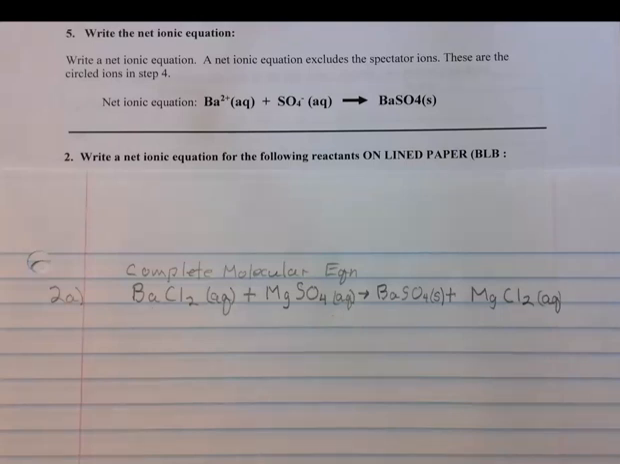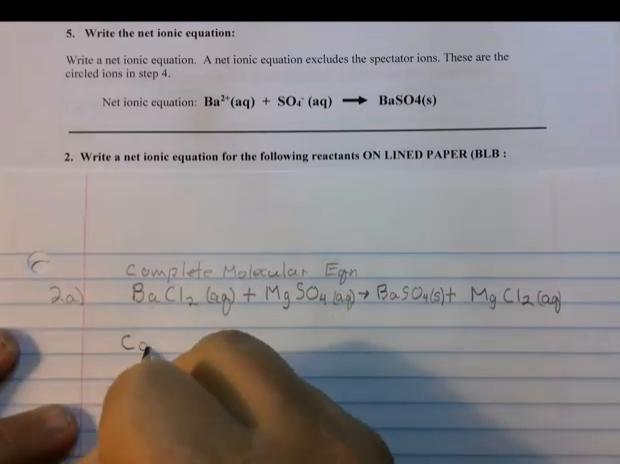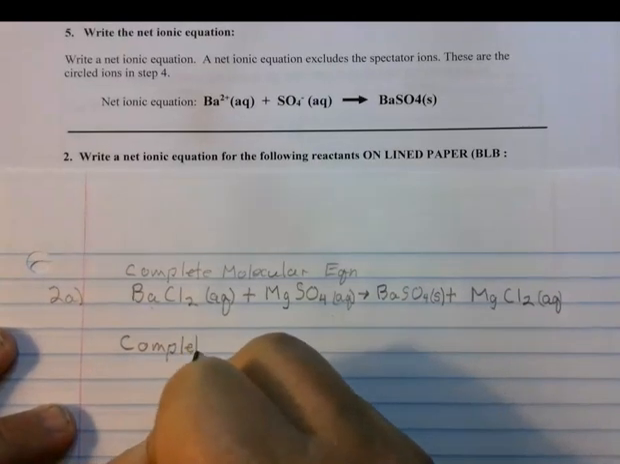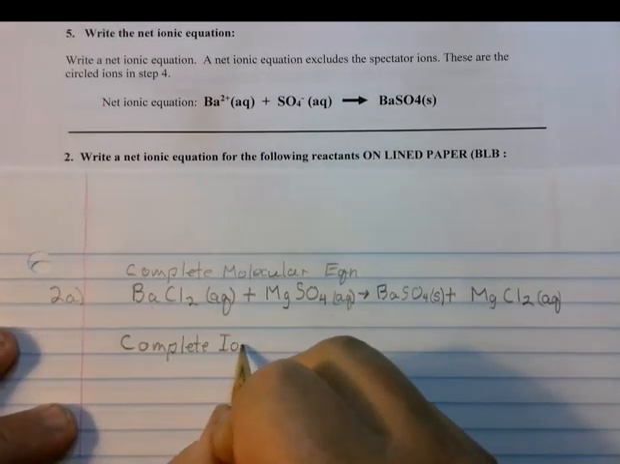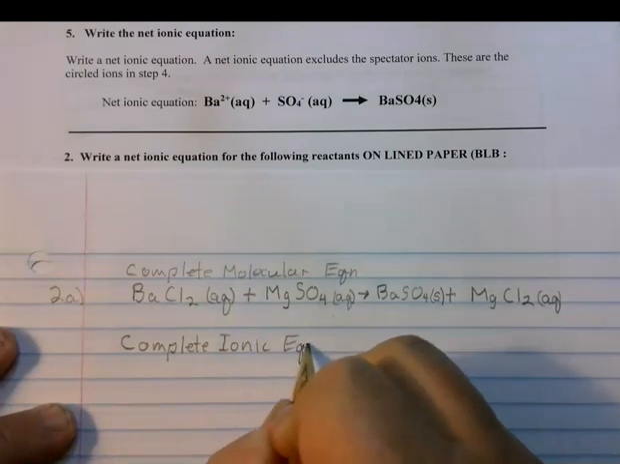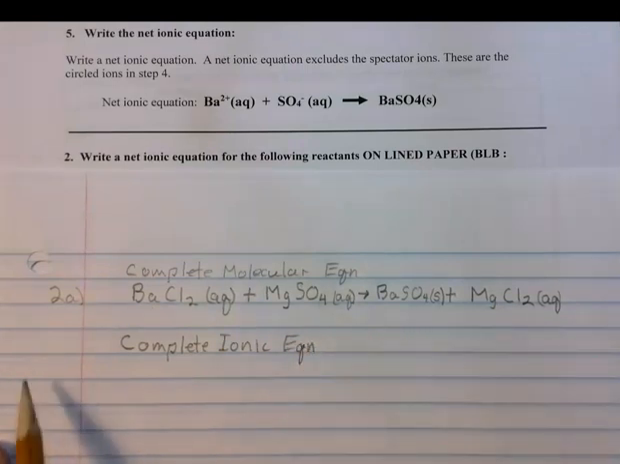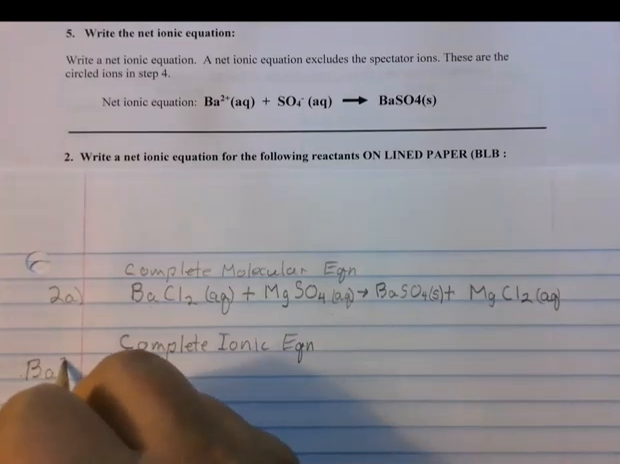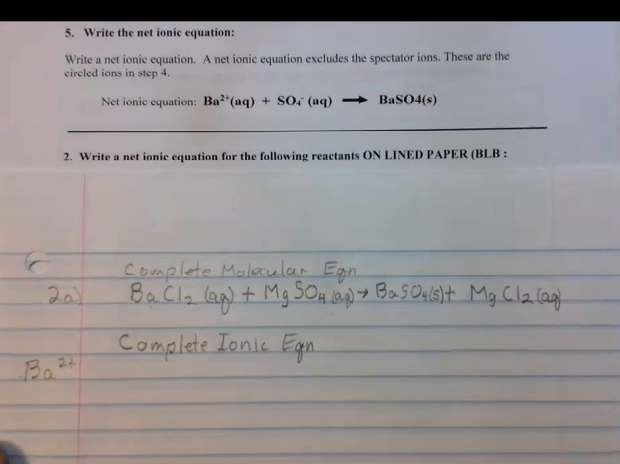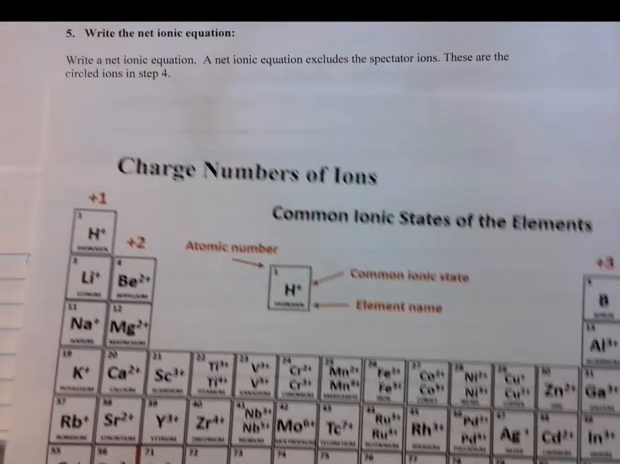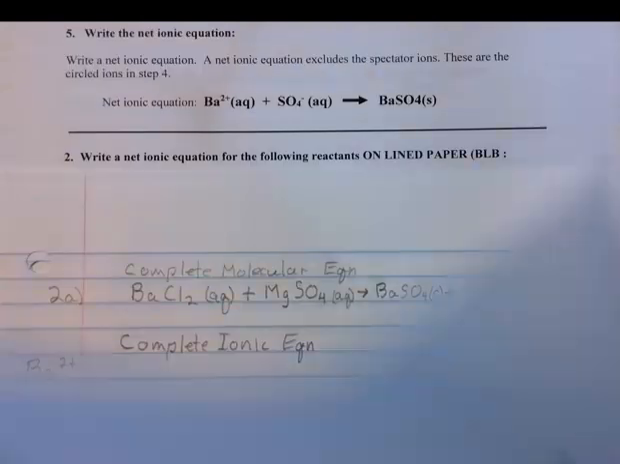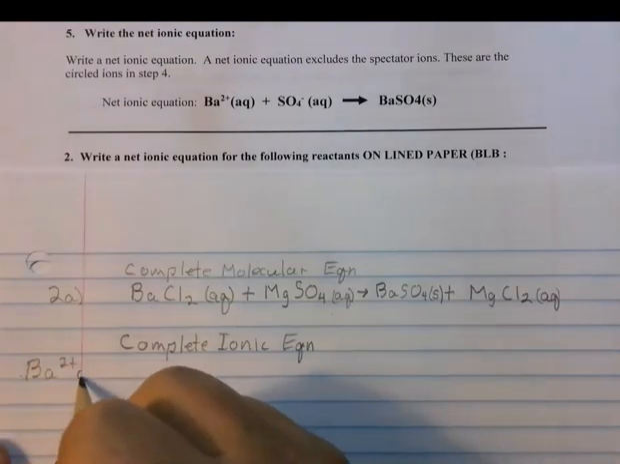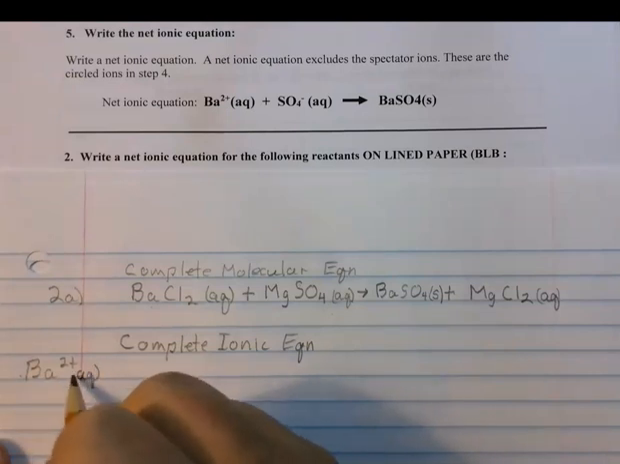So next up, what do we want to do? We want to write the complete ionic equation. That's the second of the 3 equations. Okay, and this one's going to be long, so I'm literally going to start way over here on this side of the paper. All right, and so what I have is Ba, and it's a 2+. I know that by looking at my charge number right here. Ba is a 2+, and that's aqueous. It came apart in water, it's still aqueous.